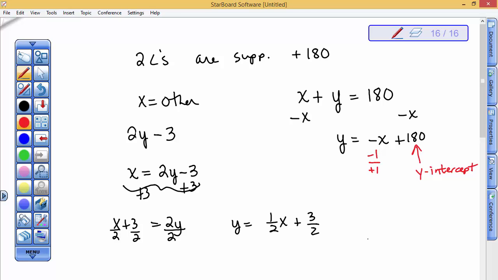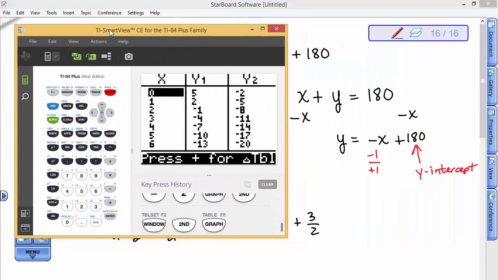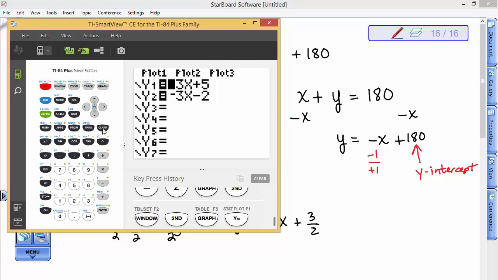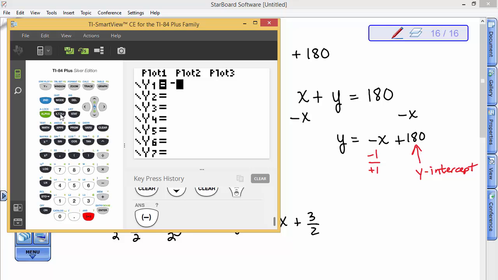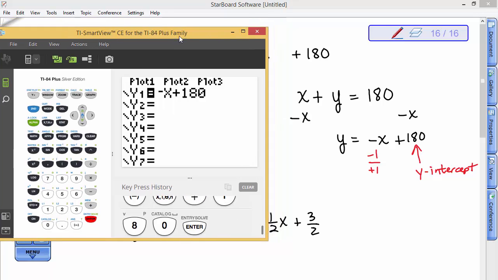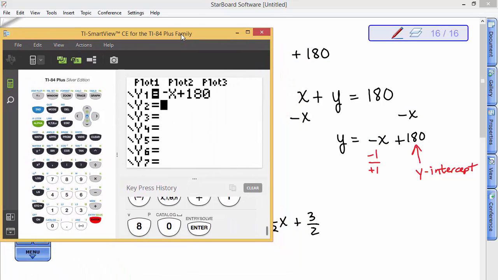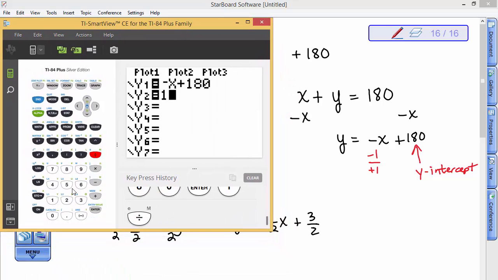Instead, I'm going to go to my graphing calculator and hit the y equals key, clear these other equations out, and put in negative x plus 180. And then I'm also going to put in the other equation, which was 1/2 x plus 3/2.